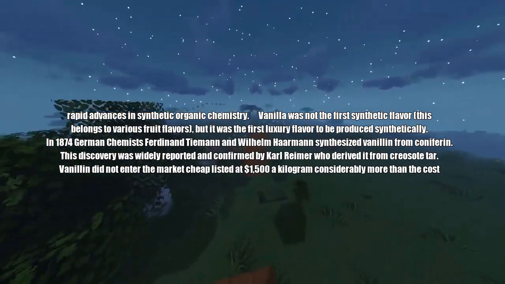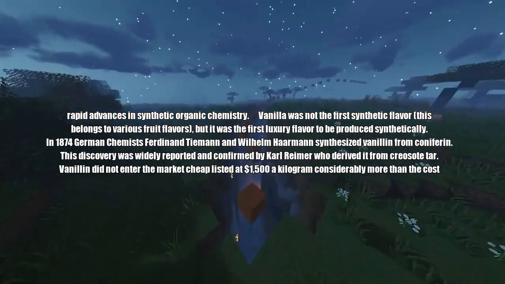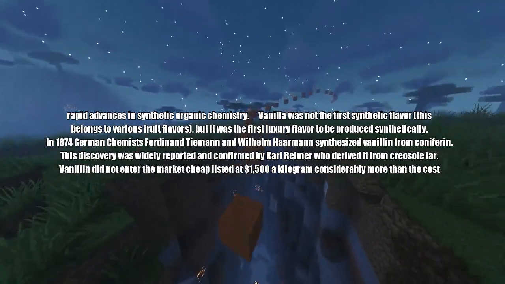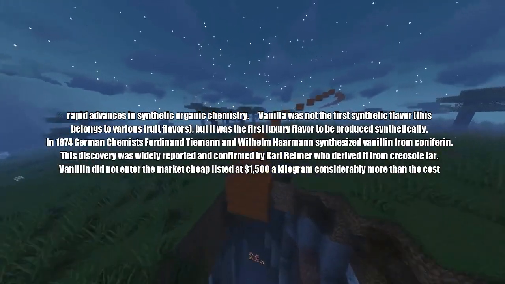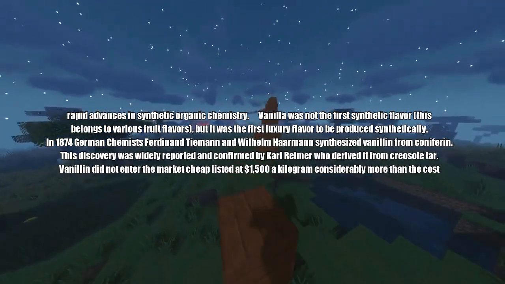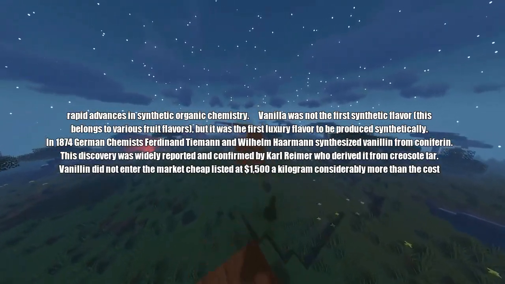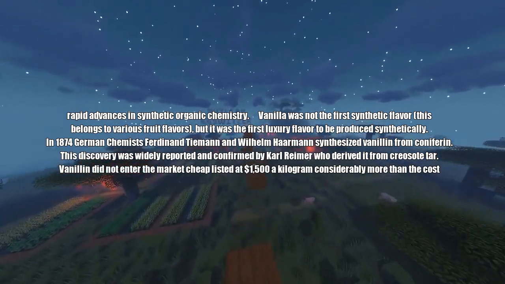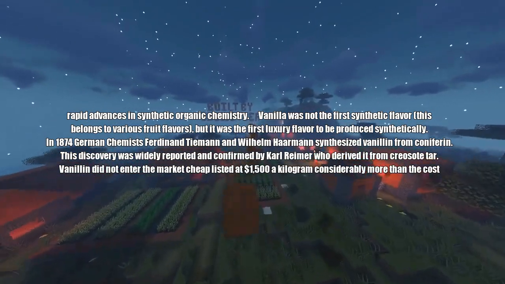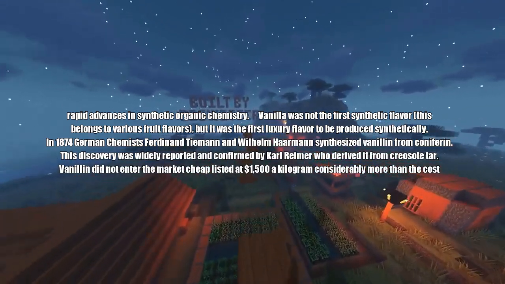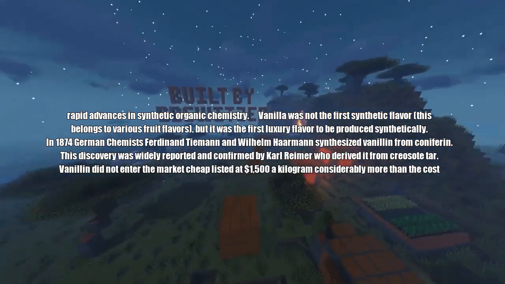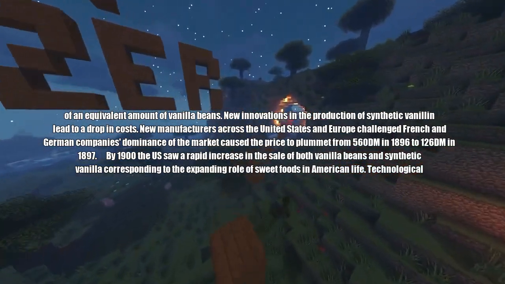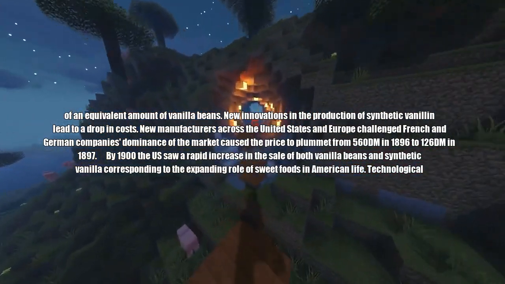Vanilla was not the first synthetic flavor, this belongs to various fruit flavors, but it was the first luxury flavor to be produced synthetically. In 1874, German chemists Ferdinand Tiemann and Wilhelm Haarmann synthesized vanillin from coniferin. This discovery was widely reported and confirmed by Carl Reimer, who derived it from creosote tar. Vanillin did not enter the market cheap, listed at $1,500 a kilogram, considerably more than the cost of an equivalent amount of vanilla beans. New innovations in the production of synthetic vanillin led to a drop in costs.